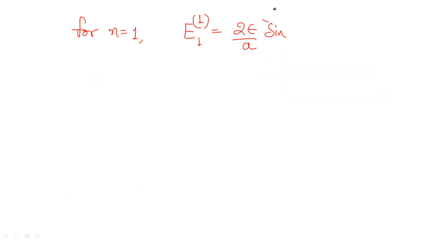x. What is that? That's going to be only n pi there. So 1 pi by 2. Pi by 2 means sine 90 degrees, which is 1. So 2 epsilon by A.